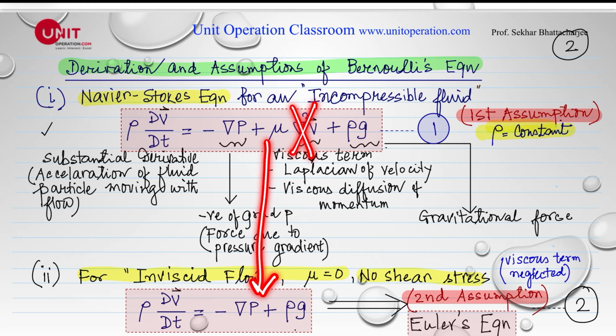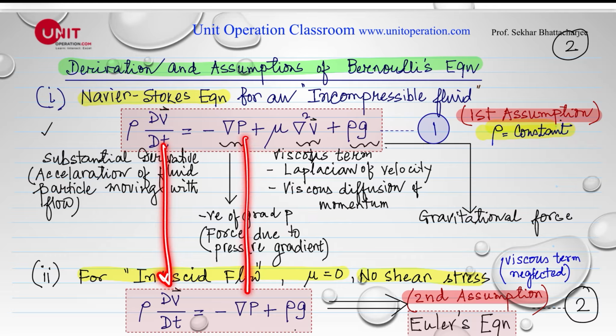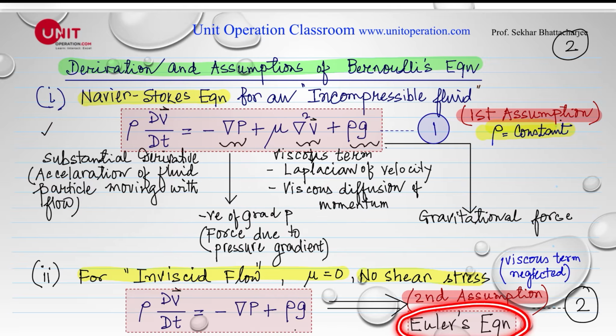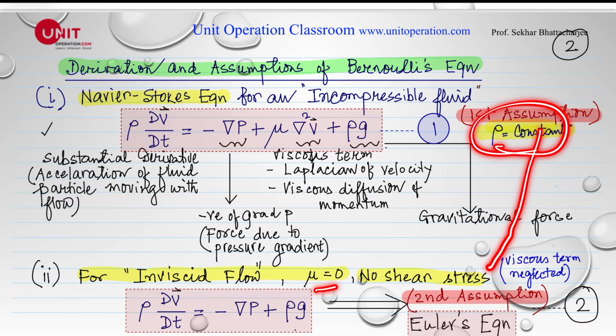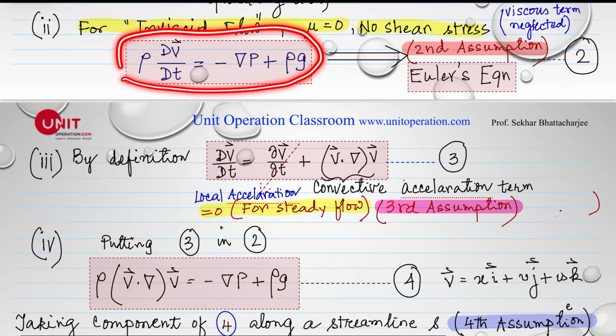So how does this equation reduce to this? Two assumptions. First, of course, we have made the assumption that density is constant, and next we are assuming the viscosity is zero. So if we do that, then this term is here, this term is here, and this term is right here. This is called Euler's equation. So Euler's equation is derived from the Navier-Stokes equation with two basic assumptions: that density is constant and the viscosity is zero. Now we'll be focusing on this Euler's equation.